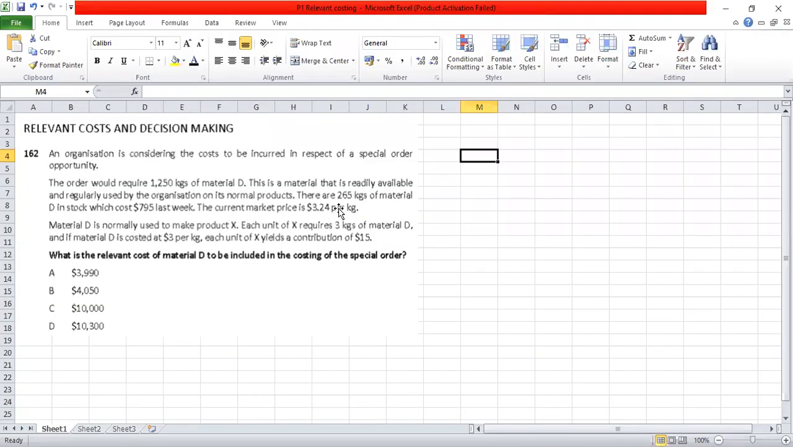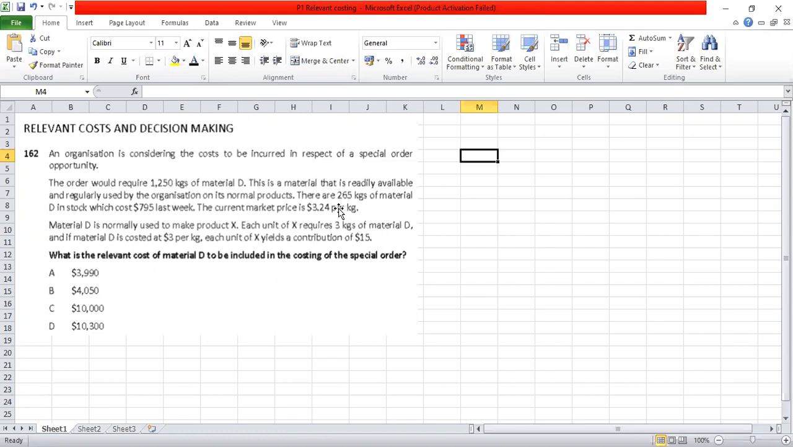The decision is about they require 1250 kgs of material D. This is a material that is readily available. There are 265 kgs of material D in stock, which cost 795 last week. Current market price is 3.24. Material D is normally used to make product X. Product X requires 3 kgs of material D. And if material D is costed at 3 per kg, each unit of X yields a contribution of 15. Everything is related to material only.